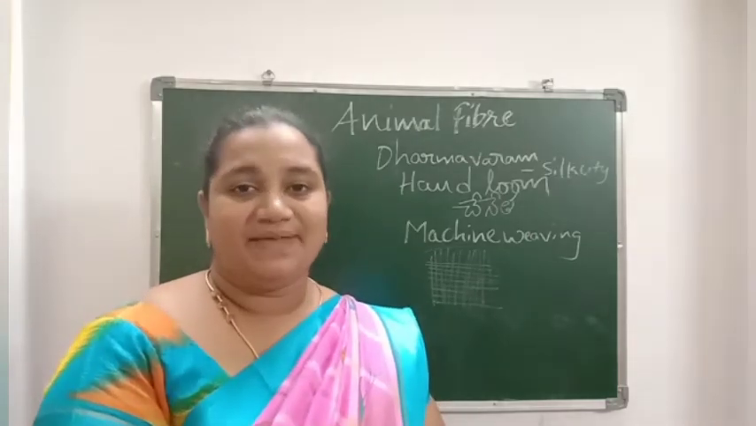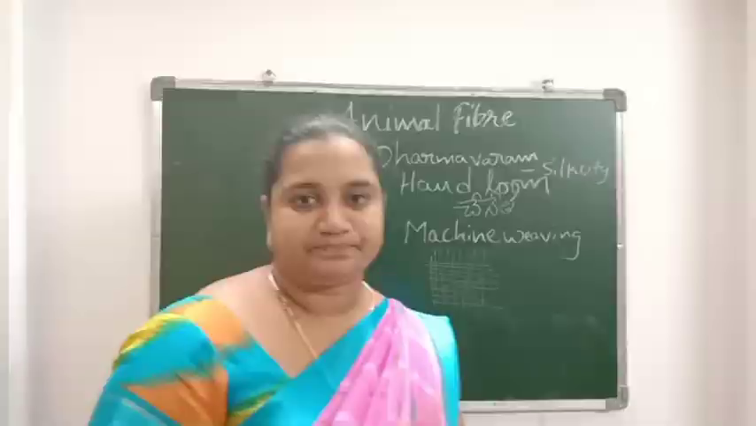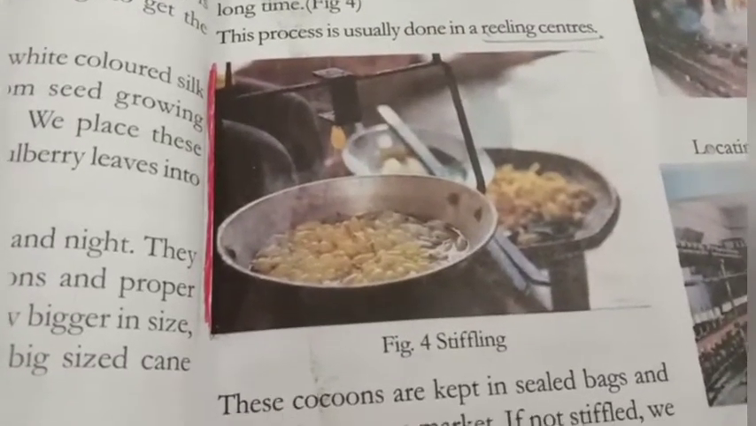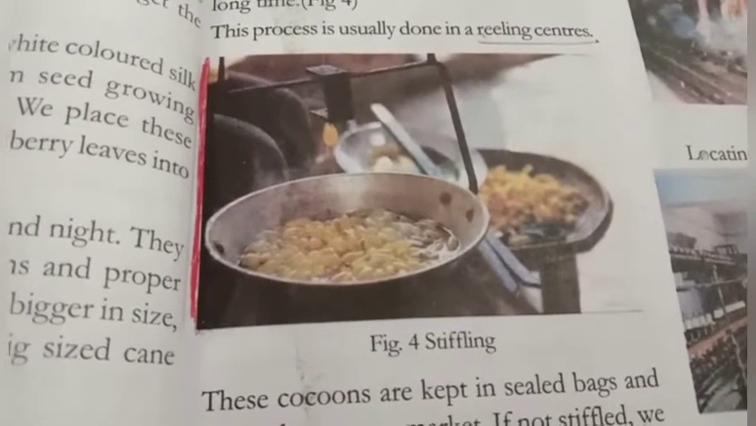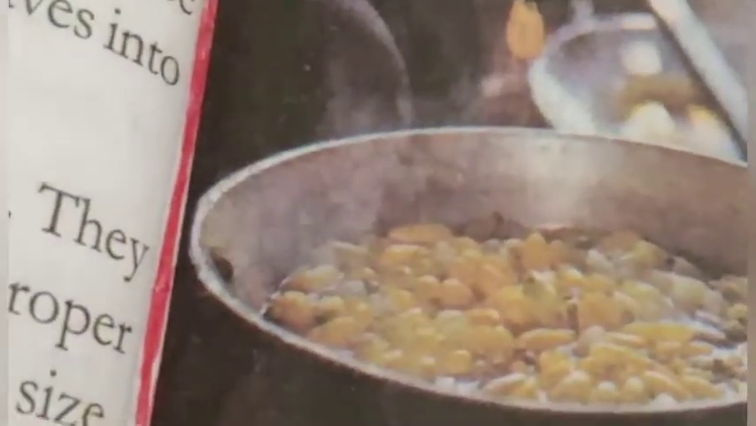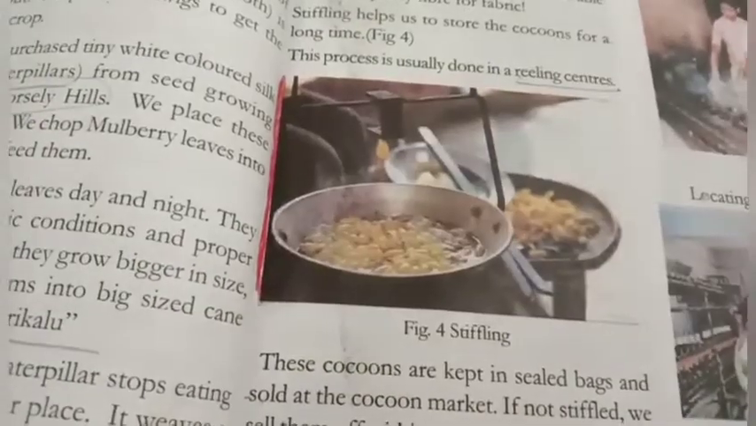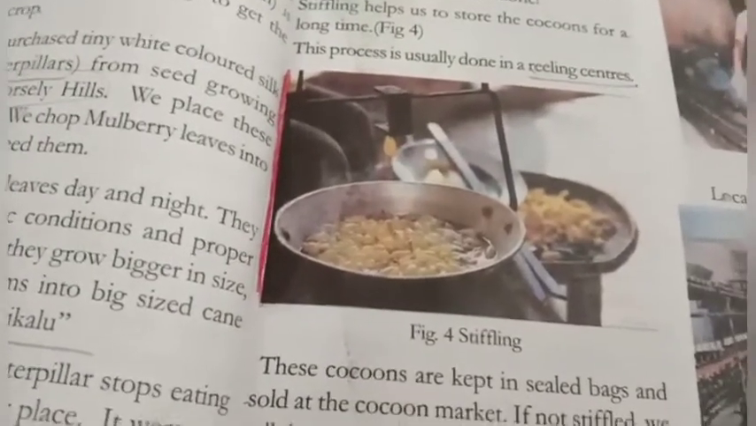Now I will show you the pictures in your textbook. You just watch them, okay? See children, this is stifling. Stifling was already shown by you in the previous lesson. Yes or no? They were boiled to a certain temperature and the moths inside were killed.